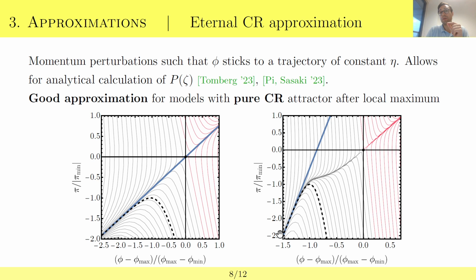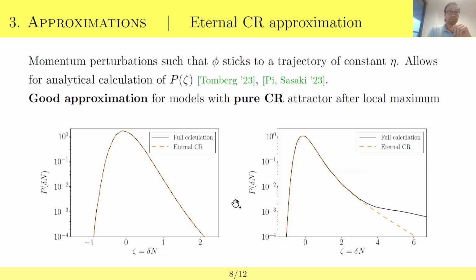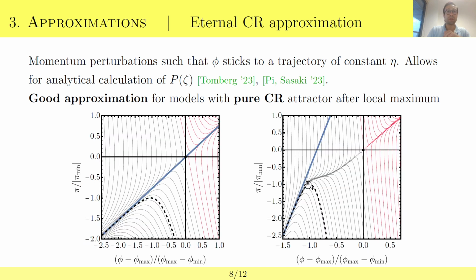but it will not be a good approximation for this kind of models in which the field, yes, is perturbed along a constant roll trajectory, but then evolves along trajectories that are not of constant roll. They have a change in slope. Again, if we go to the PDFs, we see that it is a good approximation for this case, but it is a bad approximation here. It breaks at this point, which corresponds to this departing point here.